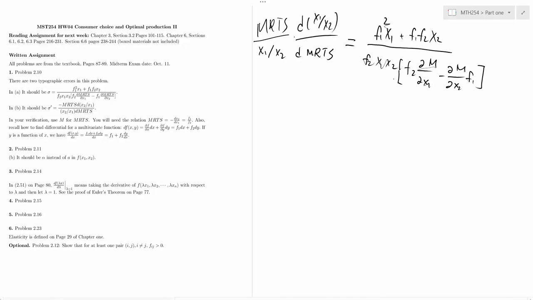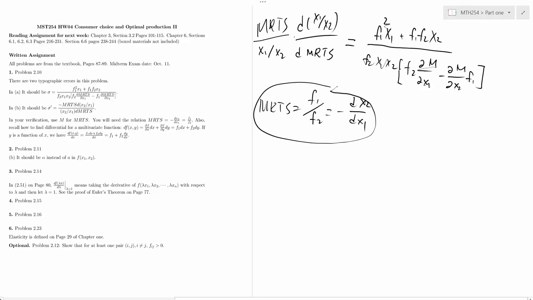In fact, the book's original formula was wrong, so I'm going to just explain how we actually can convert from the left one to the right one. What's the idea? First of all, we already know that this MRTS is f1 over f2 and is defined by dx2 dx1. So this is the one we are actually going to use. And we have two differentials in the left-hand side. Here is a differential, and here is another differential. And we compare both sides, and we try to see what are the differences.